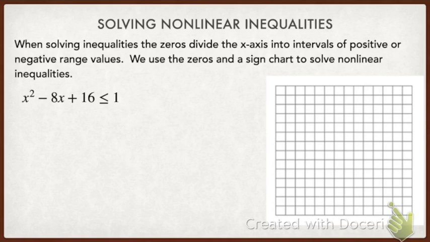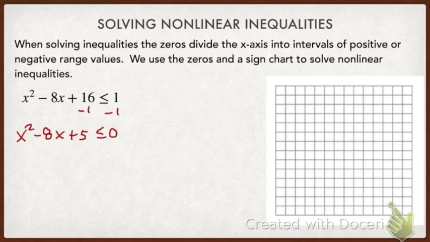So the first thing we do with this nonlinear inequality, x squared minus 8x plus 16 is less than or equal to 1, is get everything on the left side, so it's 0 on the right. So I have to subtract 1 from both sides, and I get my quadratic, x squared minus 8x plus 15 less than or equal to 0.